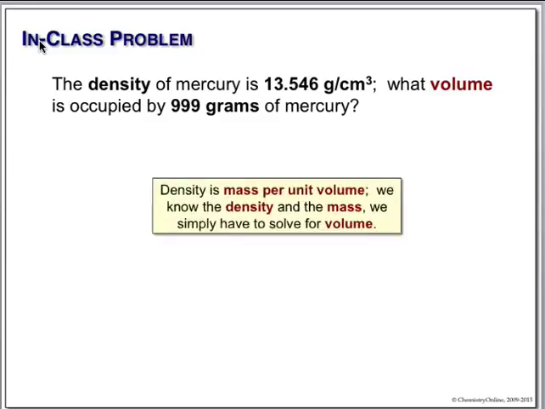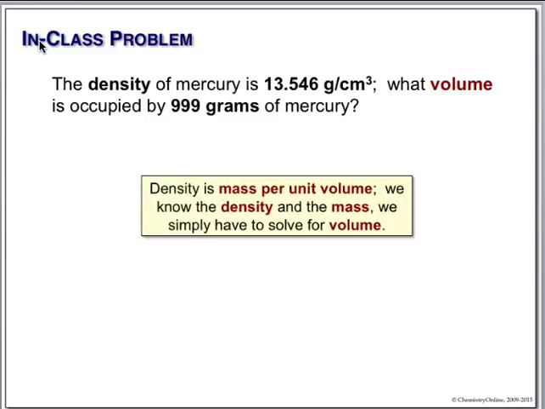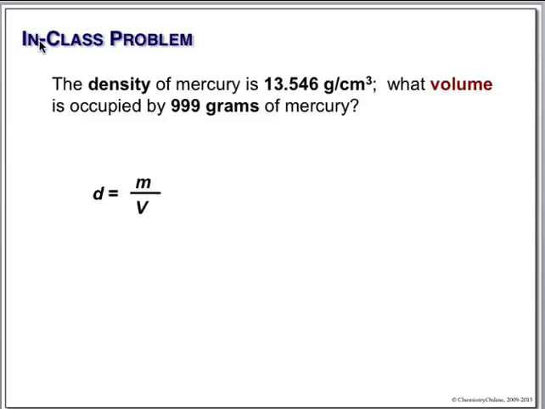Our same basic equation here. It's mass per unit volume. We know the density, and we know the mass. What we're going to do is simply solve this using the formula for volume. There's our formula: density is mass divided by volume, or volume is mass divided by density.